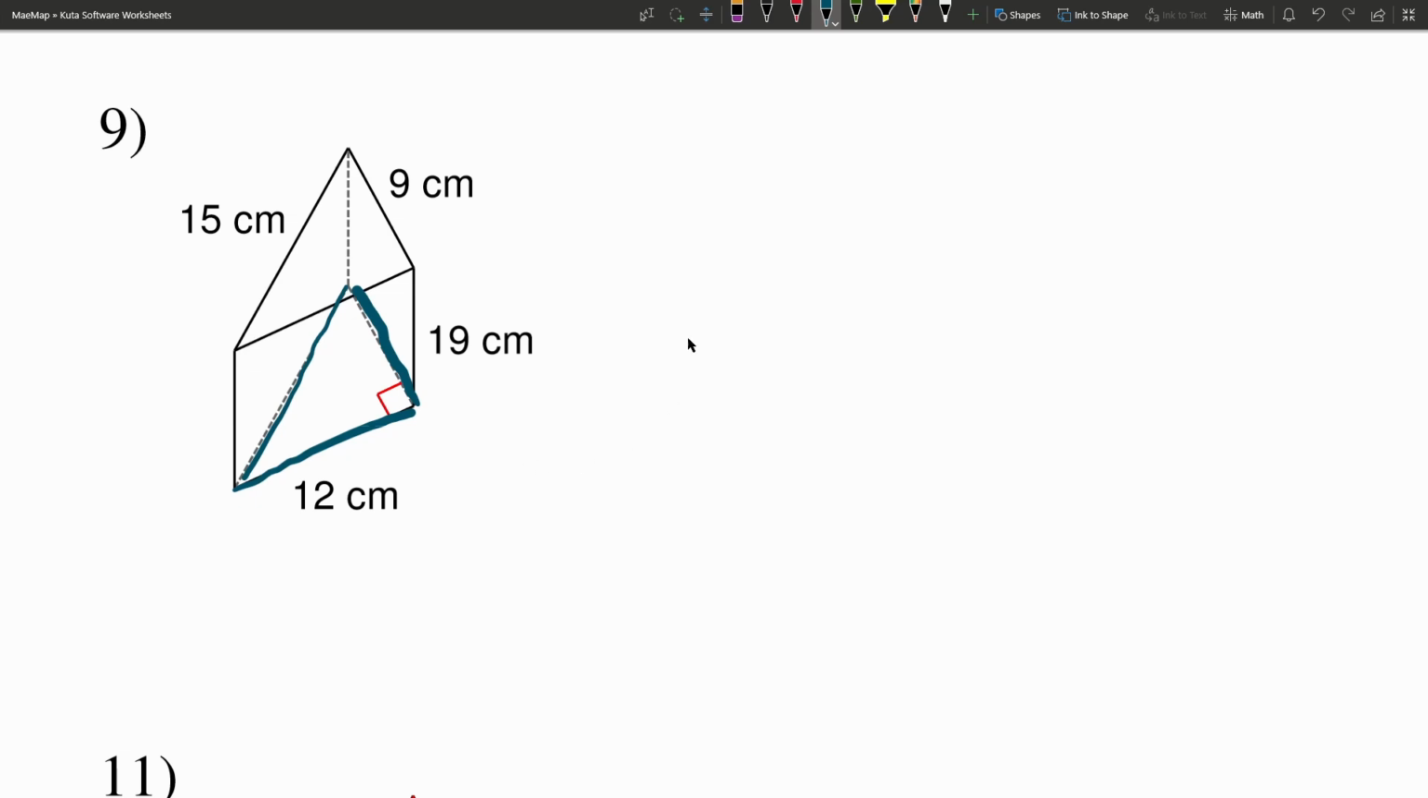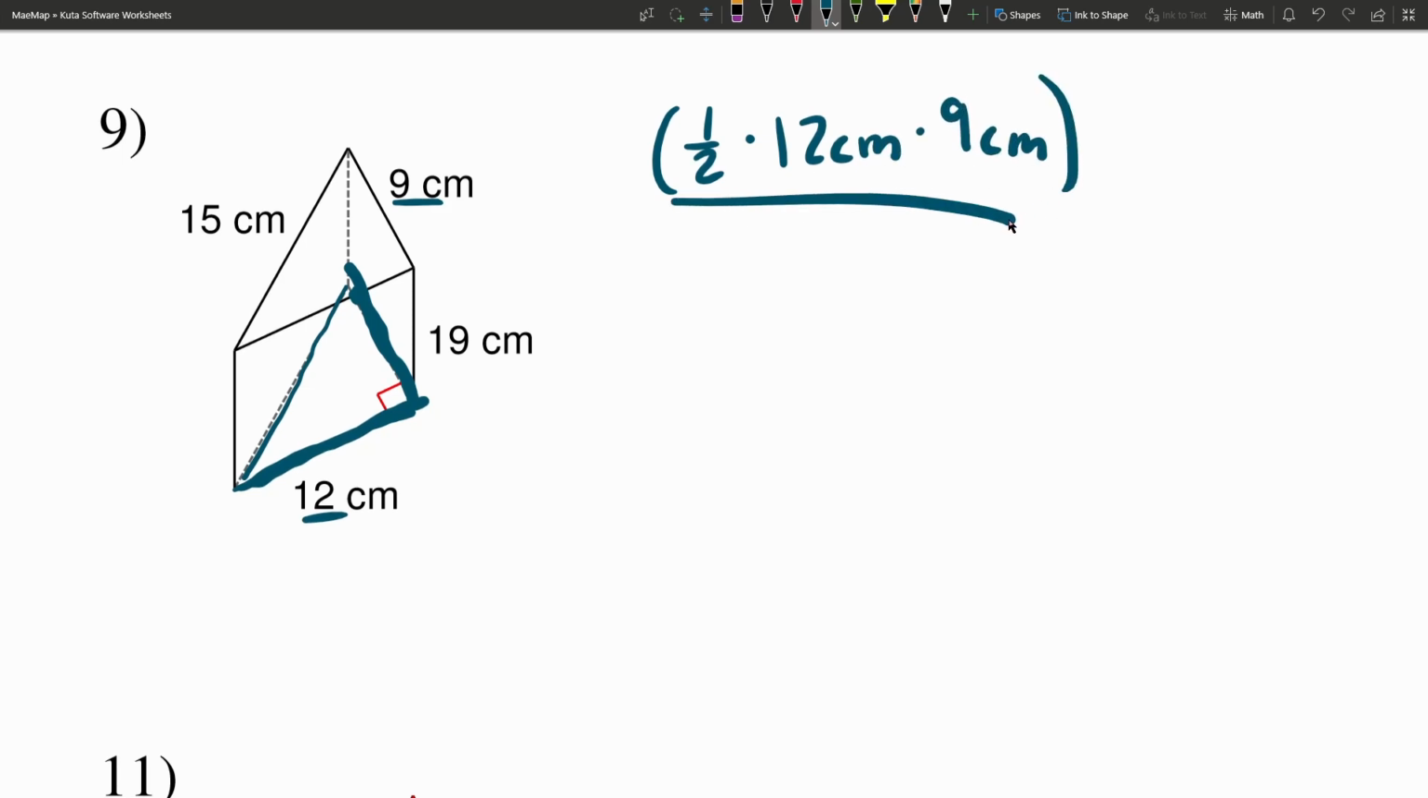So the area of our base is going to be 1/2 times the length of the base times the height of the base, which is 12 centimeters by 9 centimeters. So 1/2 times 12 centimeters times 9 centimeters, that's the area of a triangle, 1/2 base times height, and that gets multiplied by the overall height of our figure to give us volume, which is this 19 centimeters.